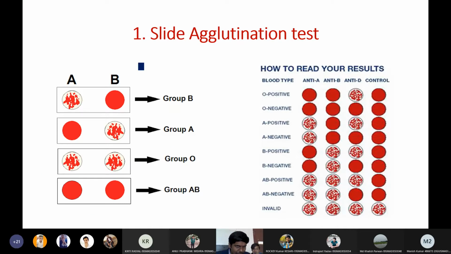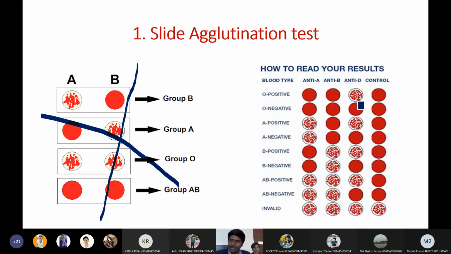Forget about this. This is reverse grouping, where they took sera and added known red blood cells. Don't worry about it now, you will get absolutely confused. Just forget about this slide. This is all about reverse grouping. I accidentally captured this slide.